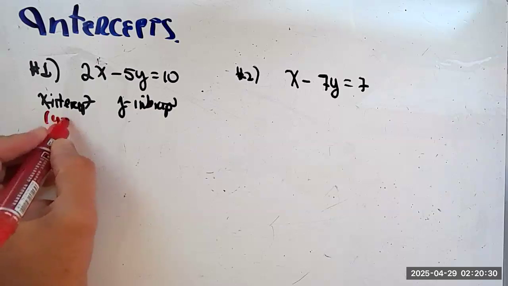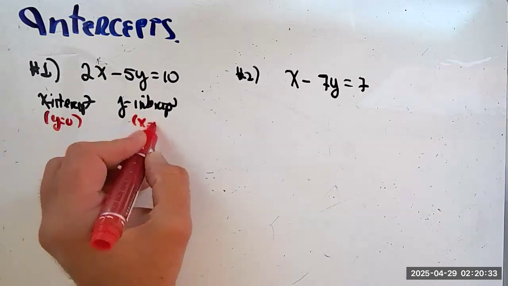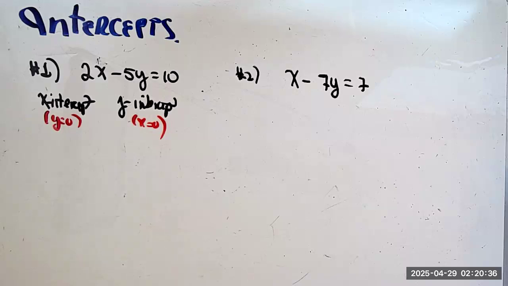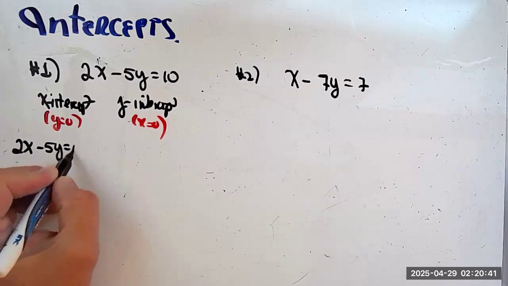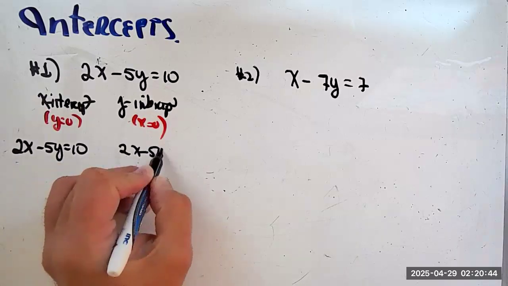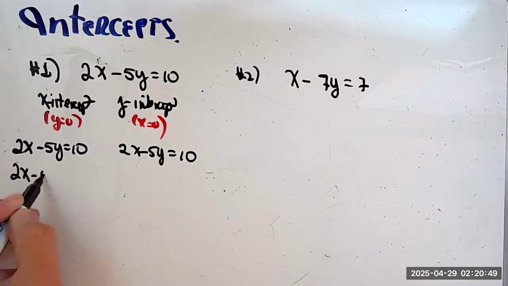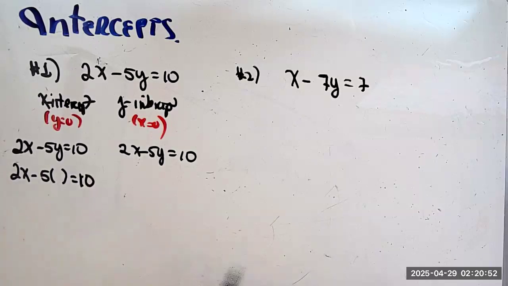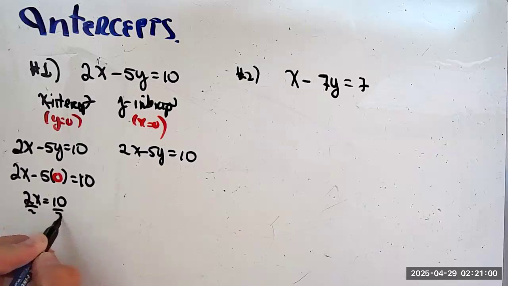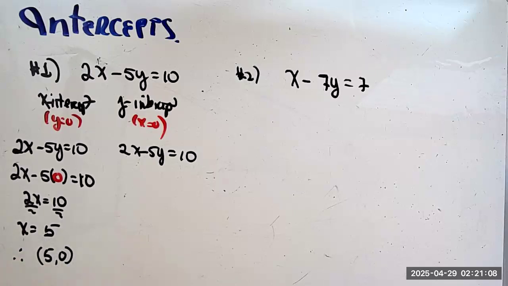For the x-intercept, we make y equals 0. For the y-intercept, we make x equals 0. So let me rewrite the equation: 2x minus 5y equals 10. Here we're going to force y to be 0. So I have 2x minus 5 times 0 equals 10. Therefore, 2x equals 10, divided by 2, x equals 5. Therefore, my intercept will be (5, 0).